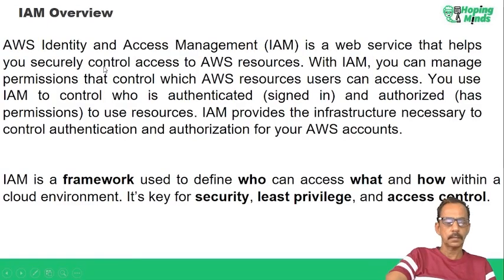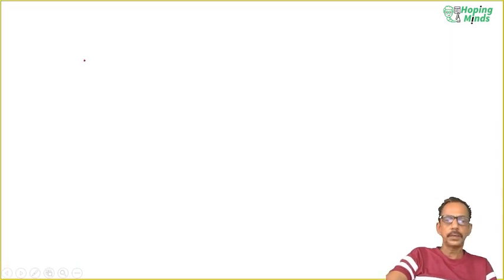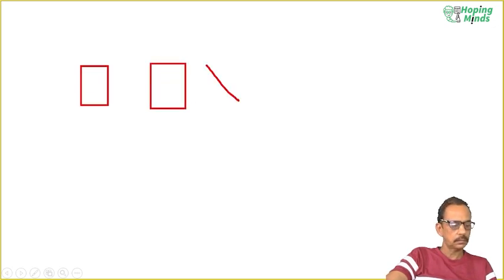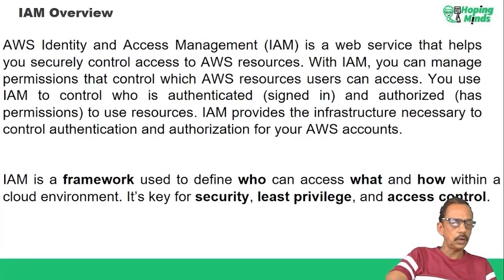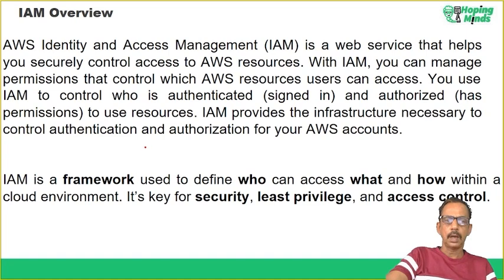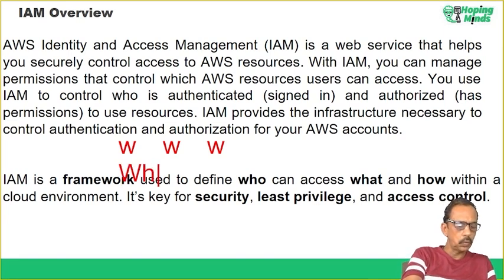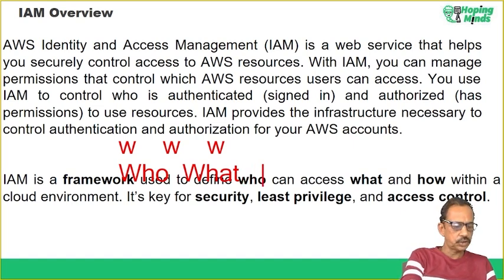Whenever we start the IAM discussion, always consider these three W's: the first W is who, the second W is what, and the third W is which.